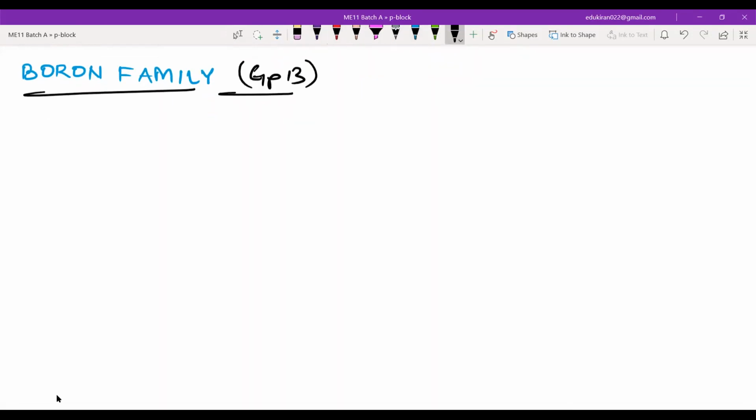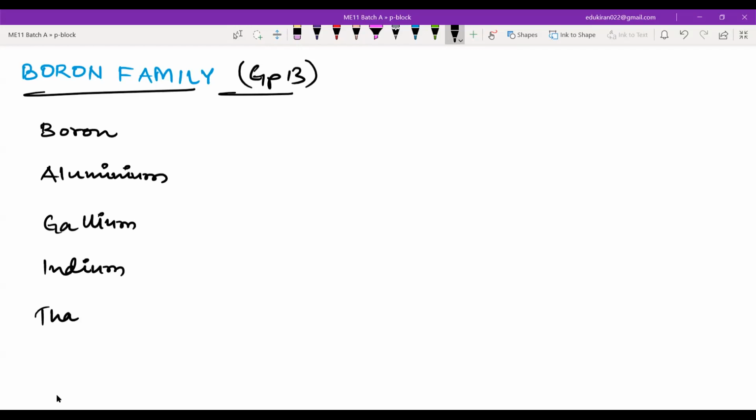We have, first of all, obviously boron. Aluminium, gallium, then we have indium, and then we have thallium. We have boron, aluminium, gallium, indium, and thallium.